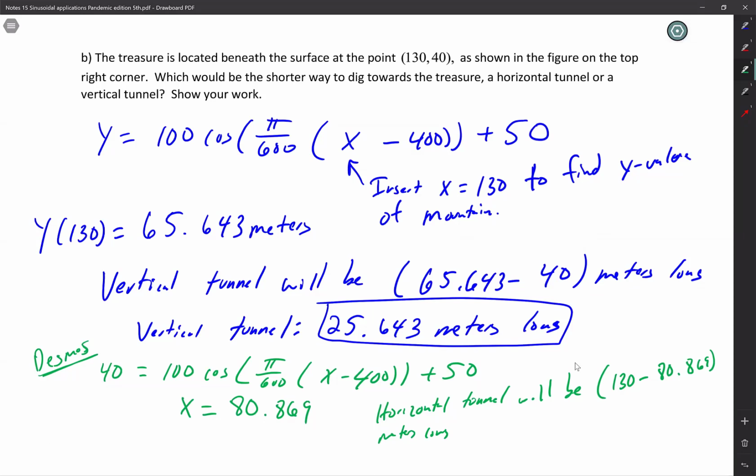And let's see what that number is. 49.131. So horizontal tunnel, 49.131. I did it here offsite, guys. Meters long.